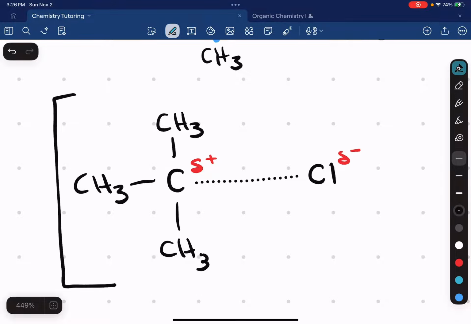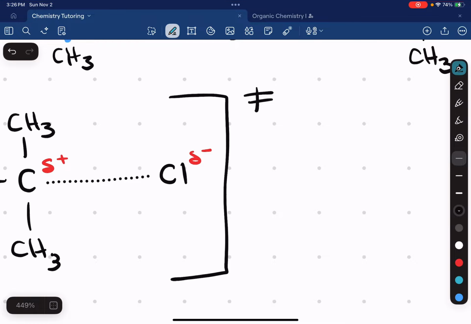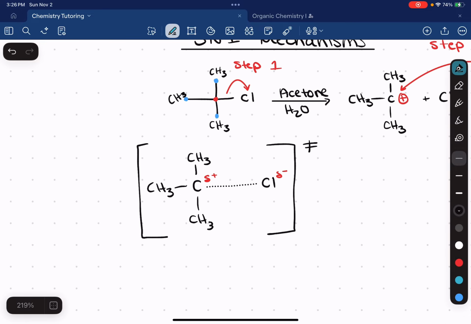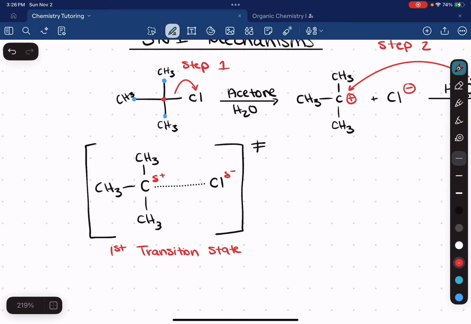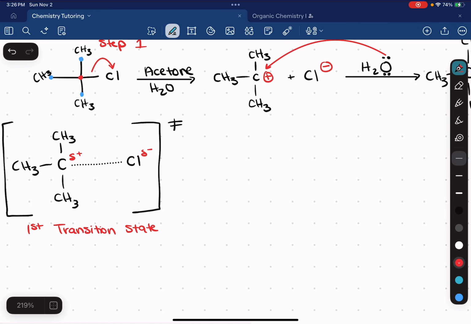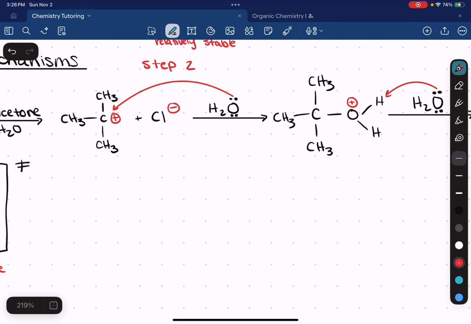And then we put it in brackets. Put it in brackets. And then we have this little symbol here which represents transition state. I don't know why that's the symbol, but that's what it is. So this is the transition state. This is the first transition state. Because that's the first step that happens, and we're representing where it's transitioning to, where it started from, and all that. So then we come over here to the second step, right?